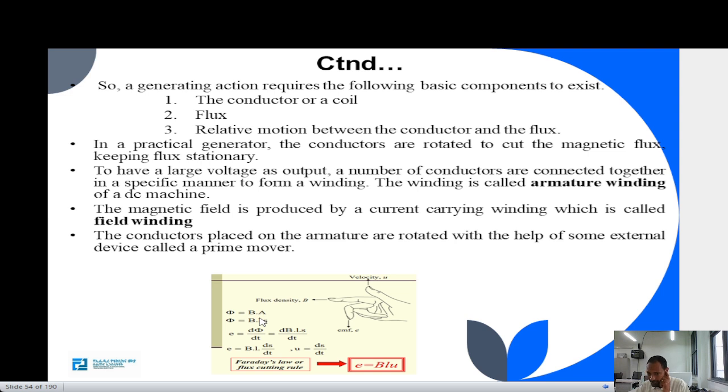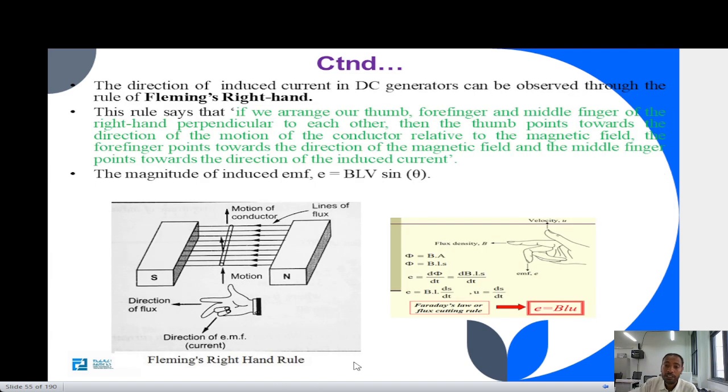Like we mentioned last time, the magnitude generated depends on these four parameters: flux, length, velocity, and of course sine theta. This is the maximum voltage, at 90 degrees, where sine theta is 1. So this is the maximum induced voltage. And the direction of the induced current in a DC generator can be observed through Fleming's hand rule.